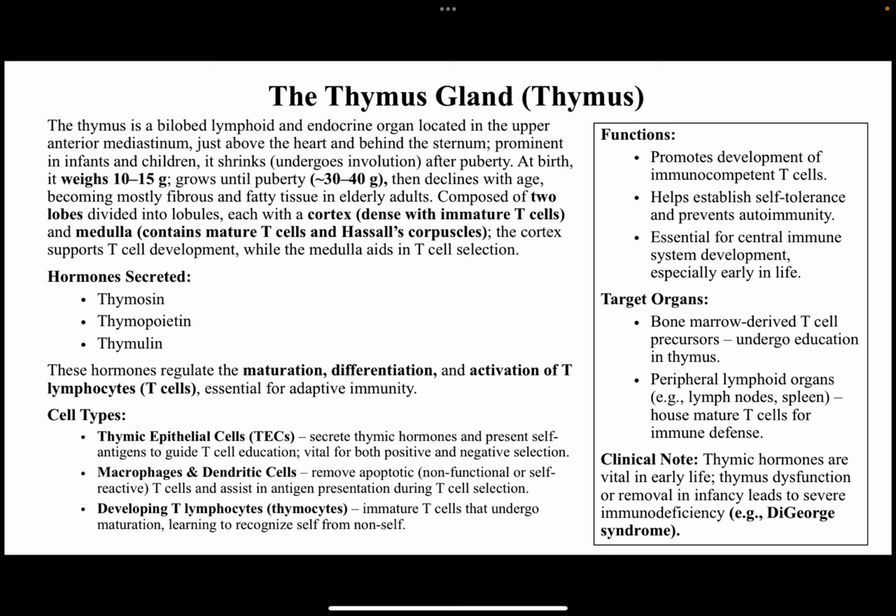And then the secretion of the thymic hormones: thymosin, thymopoietin, and thymulin, which help to regulate the maturation, differentiation, and activation of the T lymphocytes. Like I mentioned, thymosin helps with the maturation and differentiation of the T cells. Thymopoietin helps with the differentiation, and then thymulin helps with the activation or function of the T cells. Okay, so basically that is it about the thymus gland.